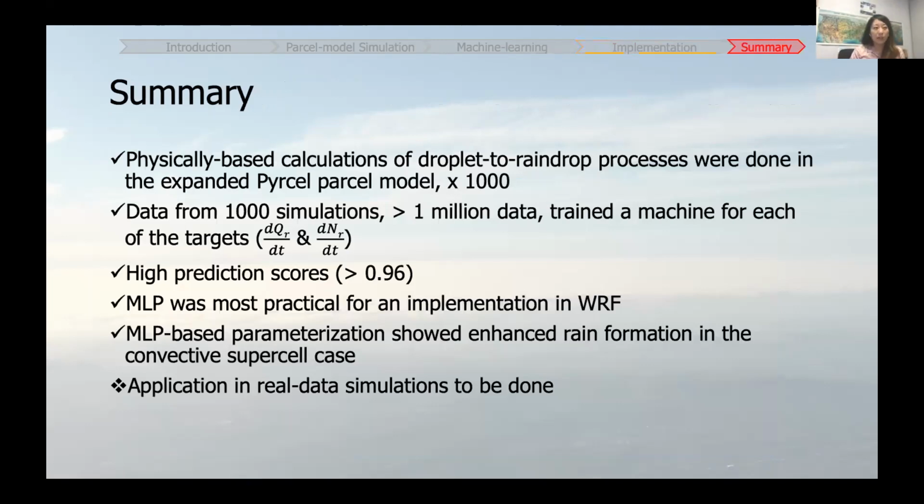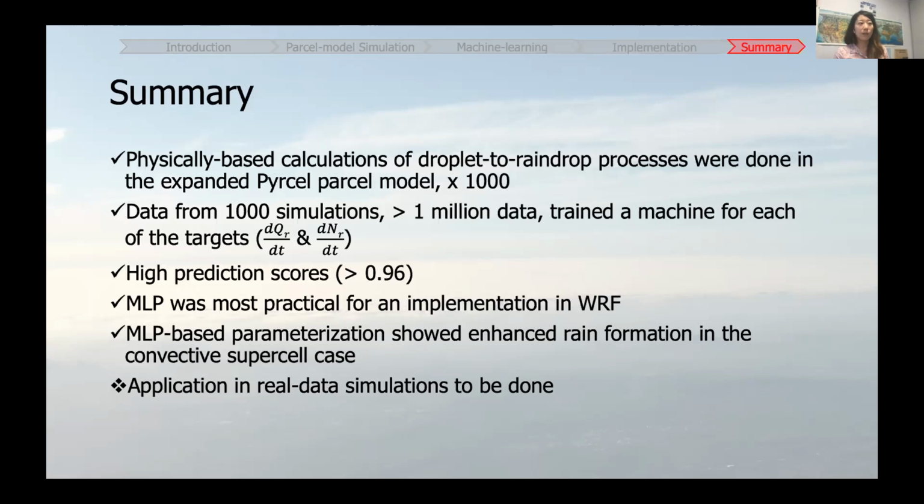Physically based calculations of droplet to raindrop processes, so bin microphysical calculations, were done in the expanded parcel model. It was done with 1,000 different sets of initial conditions, and the simulations ran 1,000 times. Because the output was given every second, the total amount of data that we looked at was more than 1 million. So data from 1,000 simulations, which translate into more than 1 million data, were used for training a machine for each of the targets.